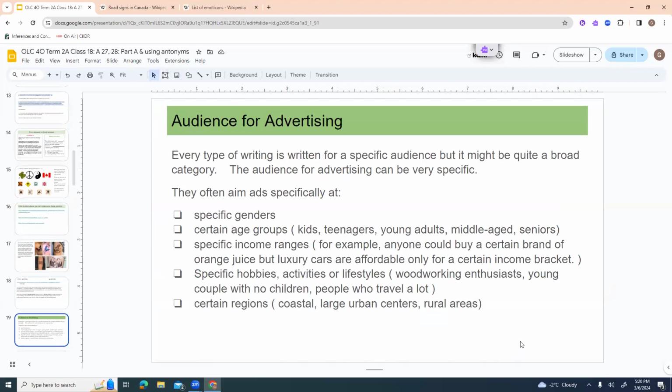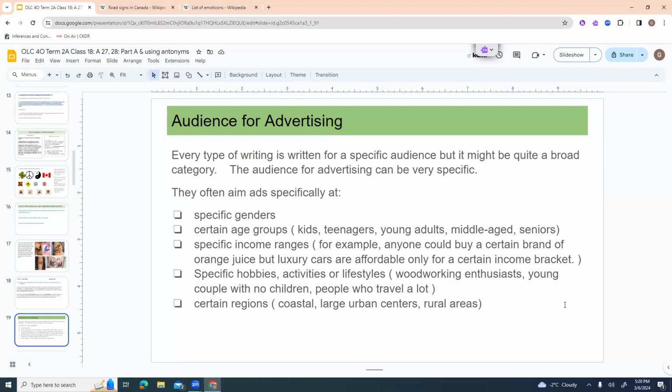Okay, the audience for advertising. Yes, every type of writing is written for a specific audience, but that can be a very broad category. And the audience for advertising can be very specific. It really depends what you're advertising. Sometimes they will aim ads specifically at specific genders. Like if you look at kids' toys, it's often really clear whether they're targeting boys or girls.